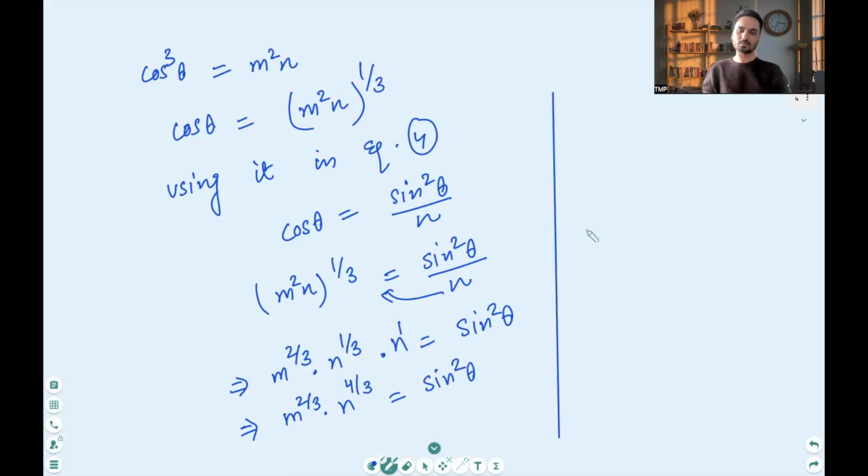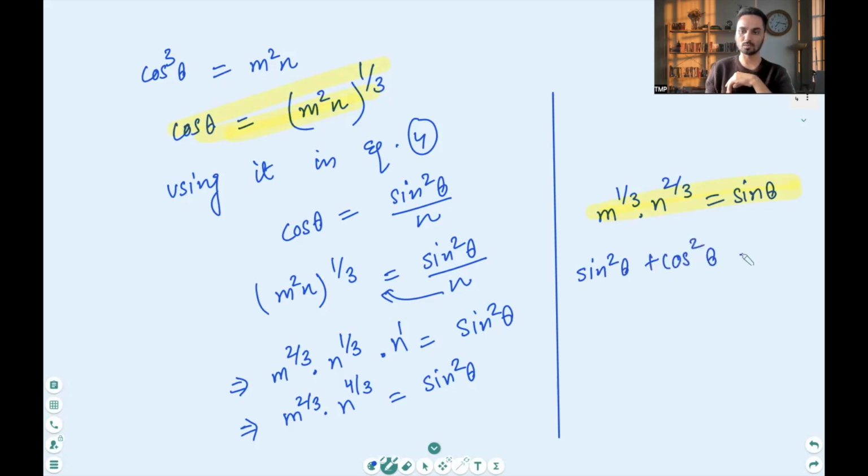And if we take square root on both sides, you will get m raised to the power 1 over 3 times n raised to the power 2 over 3 equals sin theta. So we have the value of cos theta in terms of m and n. We have the value of sin theta in terms of m and n. And we know that sin square theta plus cos square theta equals 1.